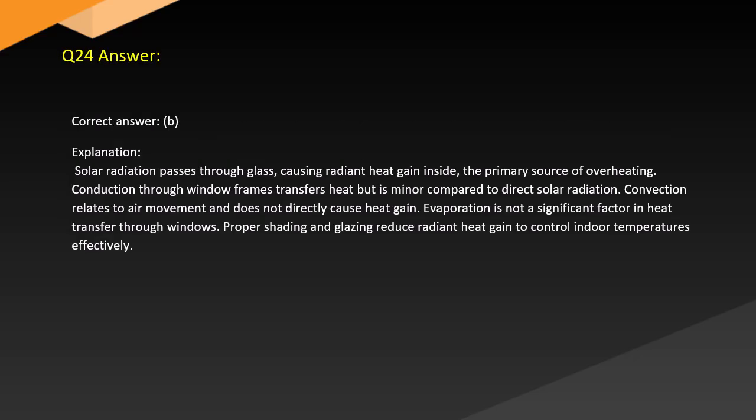Answer. Correct answer, B. Explanation. Solar radiation passes through glass, causing radiant heat gain inside, the primary source of overheating. Conduction through window frames transfers heat, but is minor compared to direct solar radiation. Convection relates to air movement and does not directly cause heat gain. Evaporation is not a significant factor in heat transfer through windows. Proper shading and glazing reduce radiant heat gain to control indoor temperatures effectively.